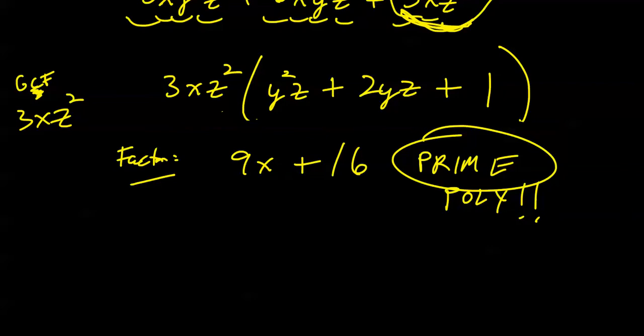Alright, prime polynomials, just like prime numbers, can't be broken down into products of smaller integers. Prime polynomials can't be broken up into products of simpler polynomials. Can't be broken down, prime.